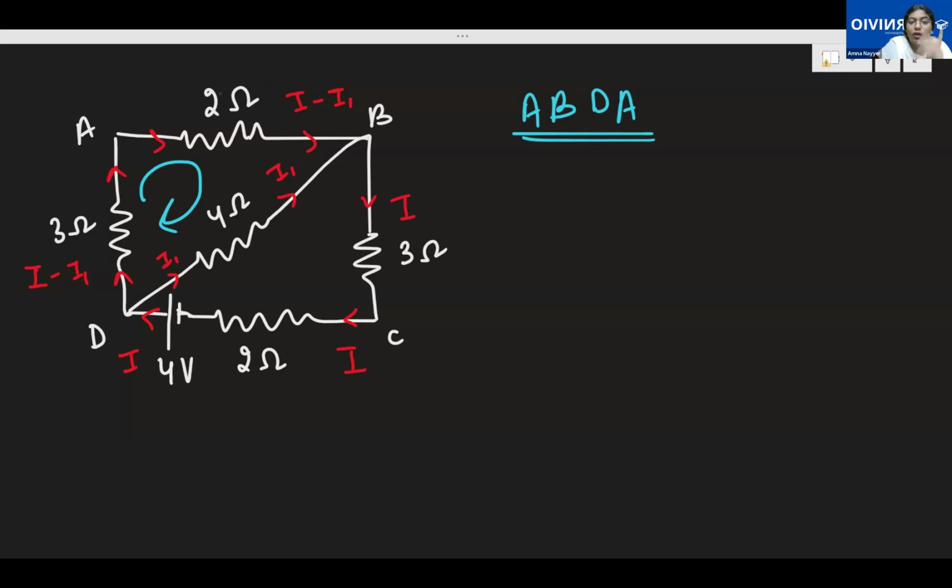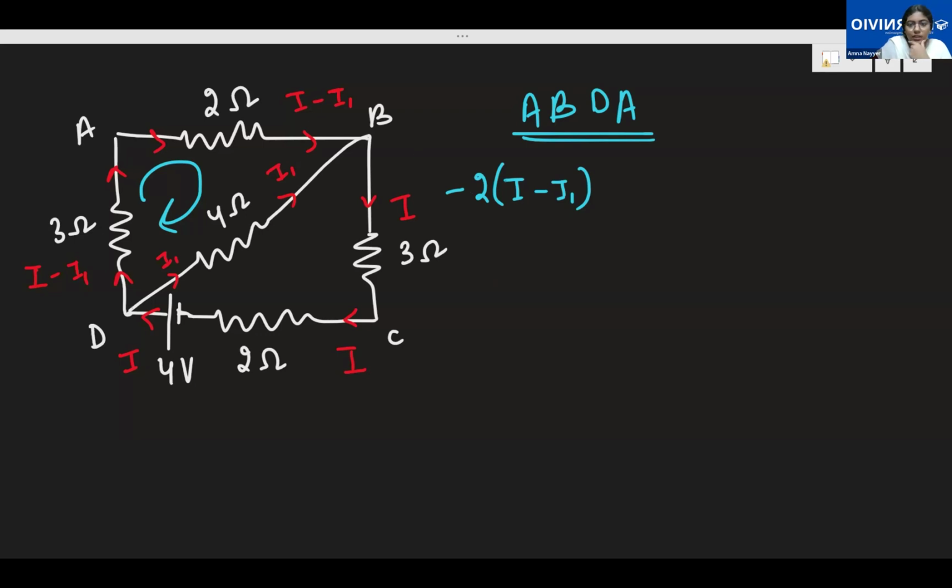Now a resistor is there. What did I discuss with you? Whenever you have resistors, you have to use IR. Current is I minus I1. The resistance is 2, so IR. Now, how are we moving? We are moving from A to B, along the current. Along the current, you have written in your notes, it's negative. So minus 2 into (I minus I1). Got it? Clear?